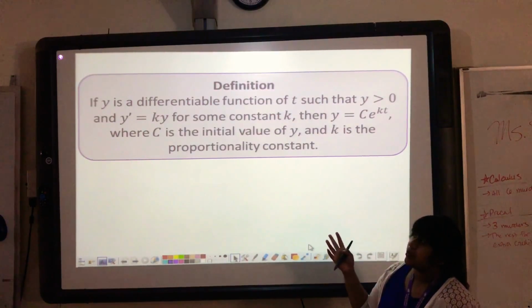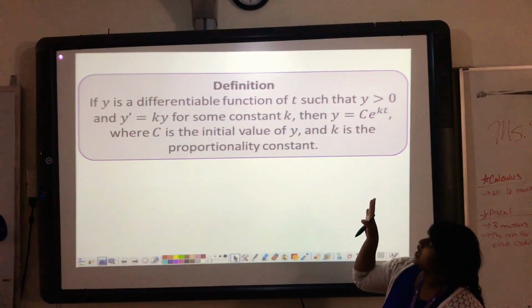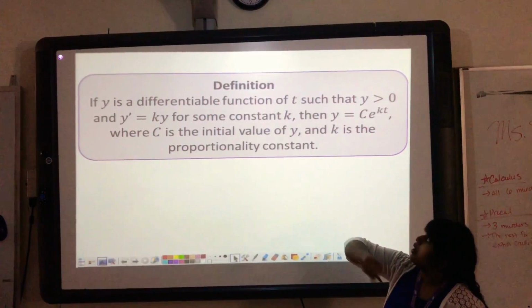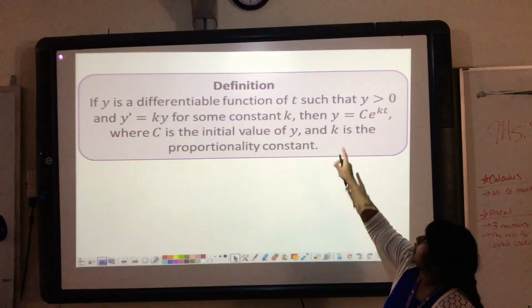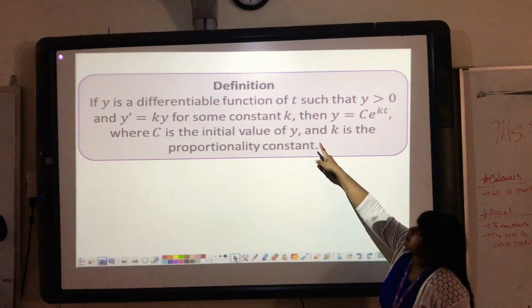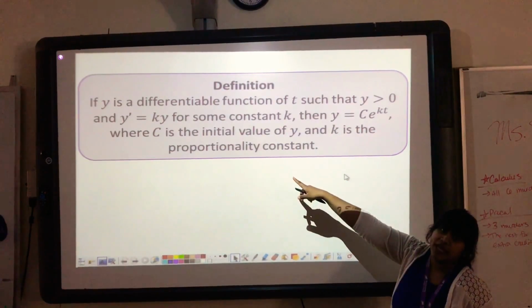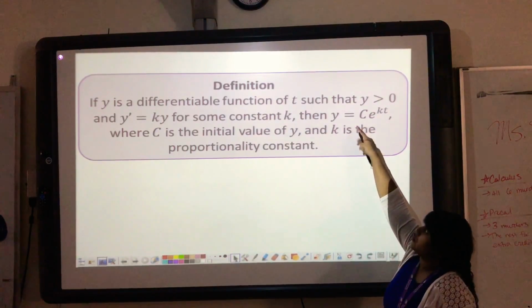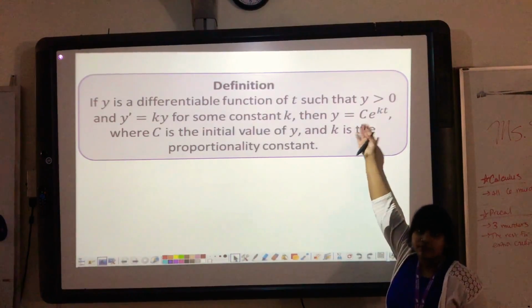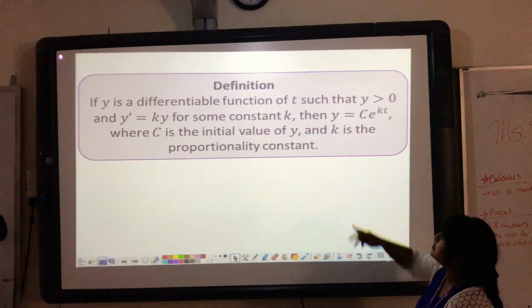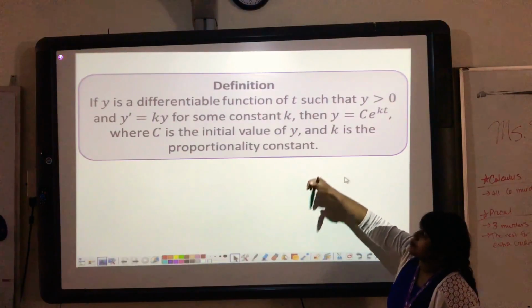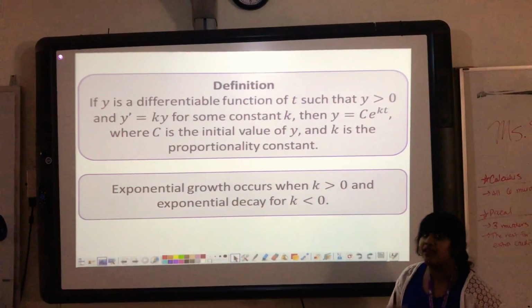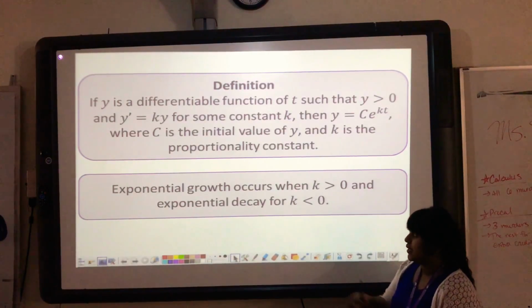Specifically, what we're talking about is at the front of your packet: if you have y prime equal to ky, where you know your constant k, then k is your proportionality constant. This is what we just solved for. This could change because we could be using different properties, but k would be our proportionality constant. When k is greater than 0, you have growth. When k is less than 0, you have decay.